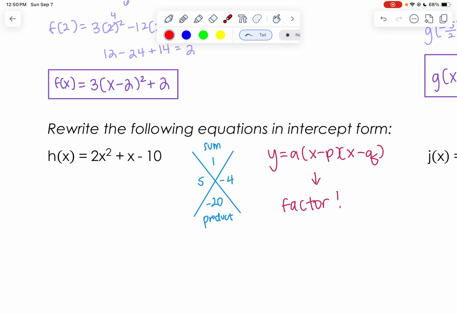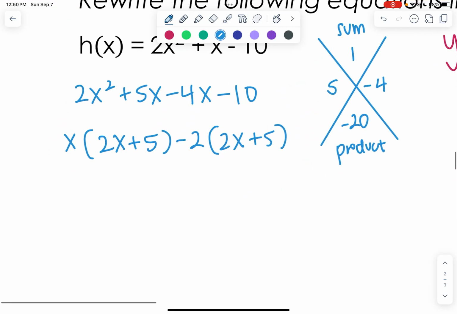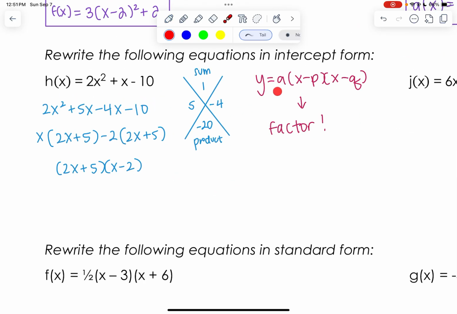So now I'm going to factor it. I'm not worrying about h of x right now. So that's going to be 2x squared, break up your middle term, plus 5x minus 4x minus 10, and now I'm going to factor it. So in that first half, I could take out x, which is going to leave you with 2x plus 5. In the second half, I could take out negative 2, which is going to leave you with 2x plus 5, so I know that I factored it right. Okay, I'm going to put that leading coefficient first, so I'm going to do 2x plus 5 times x minus 2.